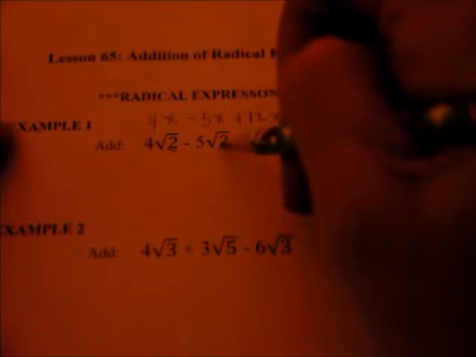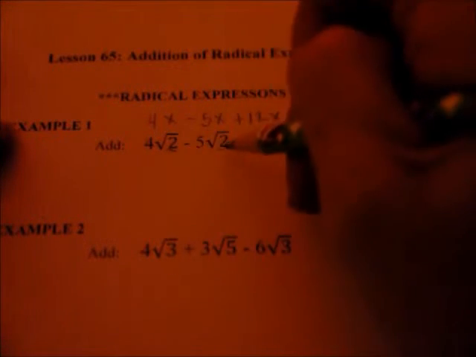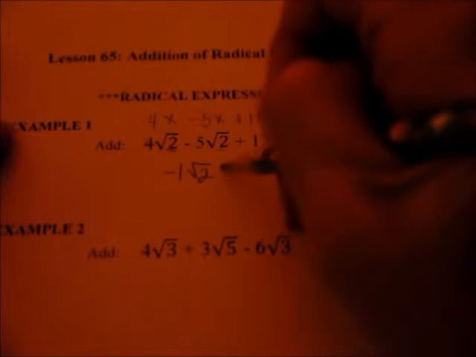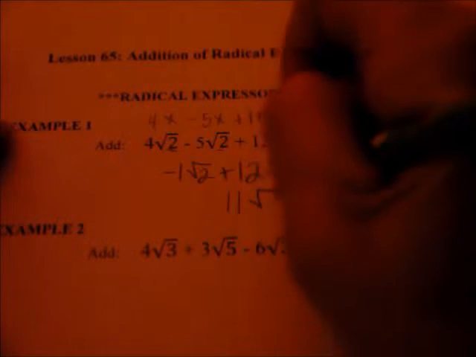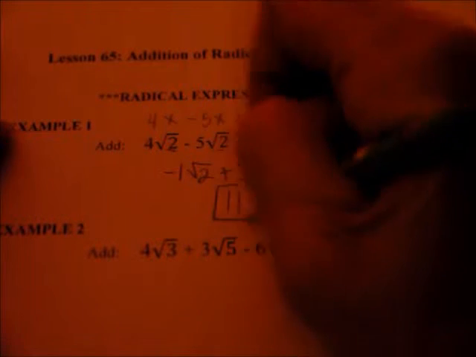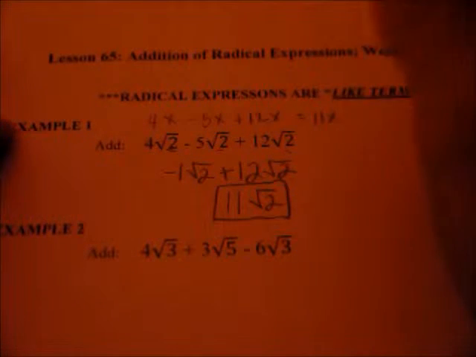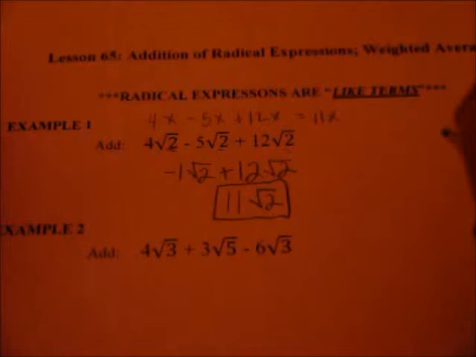So example 1, instead of x's, we have 4 root 2's, 5 root 2's. So if we subtract those, then you get -1 root 2 plus 12 root 2. And put those together, and we have 11 root 2. And that is it simplified.